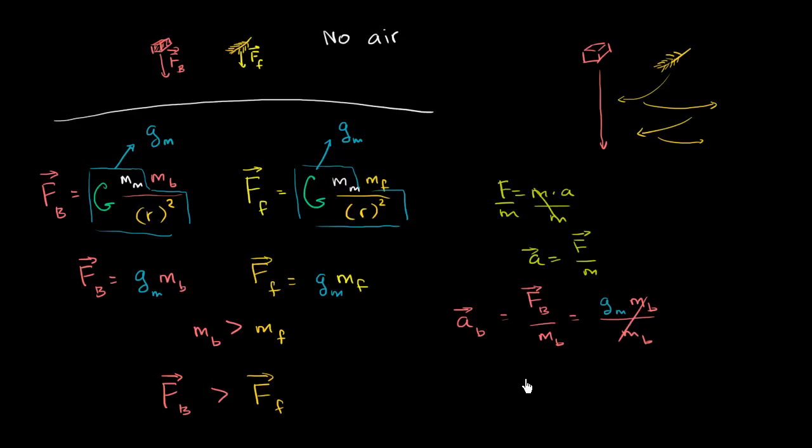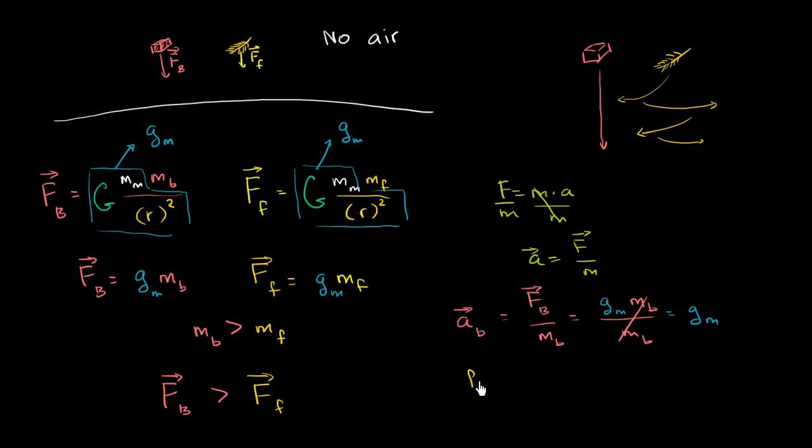So the acceleration that the brick will experience on the moon is the same thing as that gravitational field expression. It is g sub m. This is how quickly it would accelerate on the moon. Now let's do the same thing for the feather. I think you see where this is going.